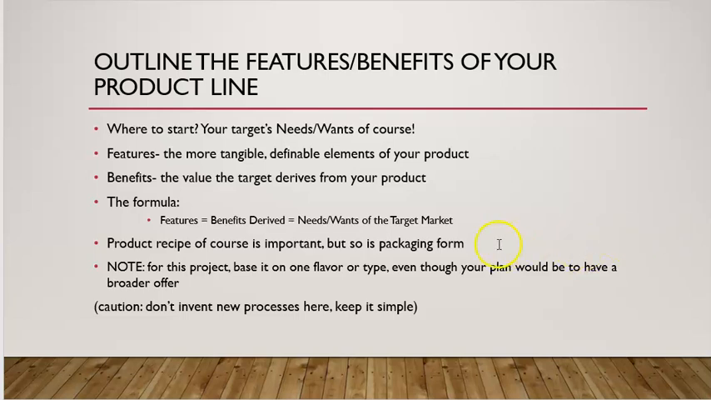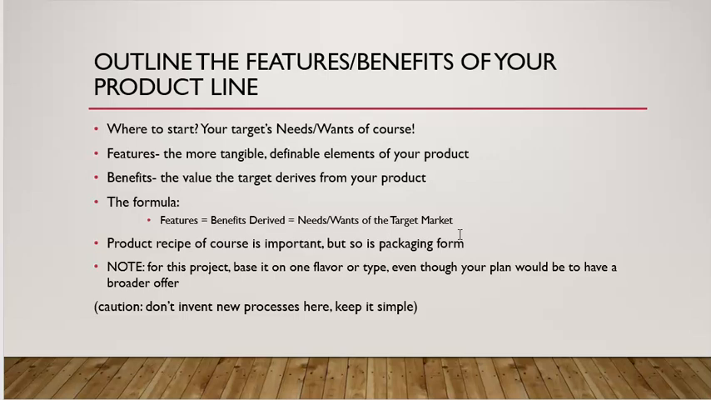And now what you want to do is match up the features and the benefits of your product line to that. So where to start? Well, of course, with your target's needs and wants. The features are the more tangible, definable elements of your product. What it's made of, the container, all those different types of things. It's more of the specifications, if you will. Those are the features. And then the benefits are what the target market values and derives from your product.